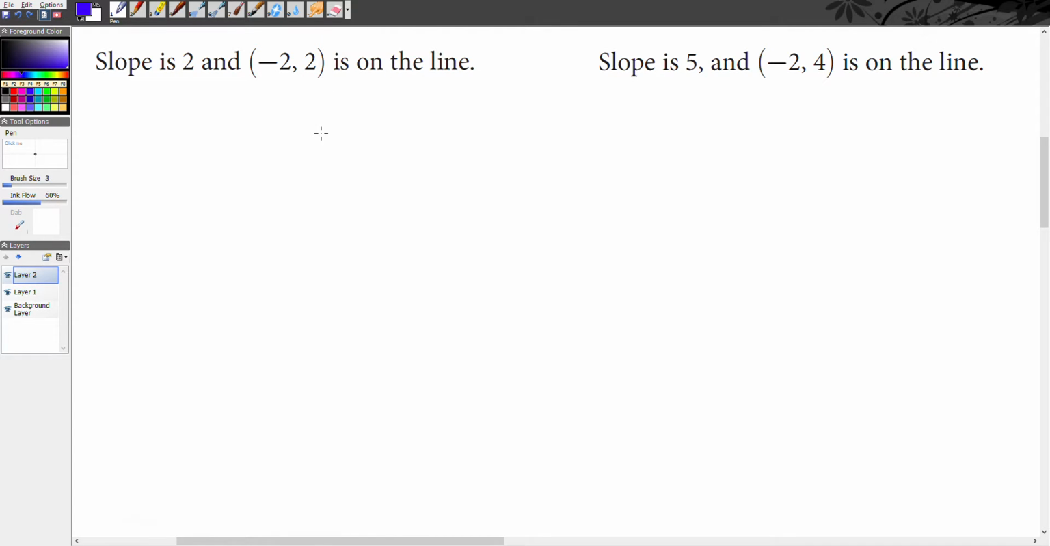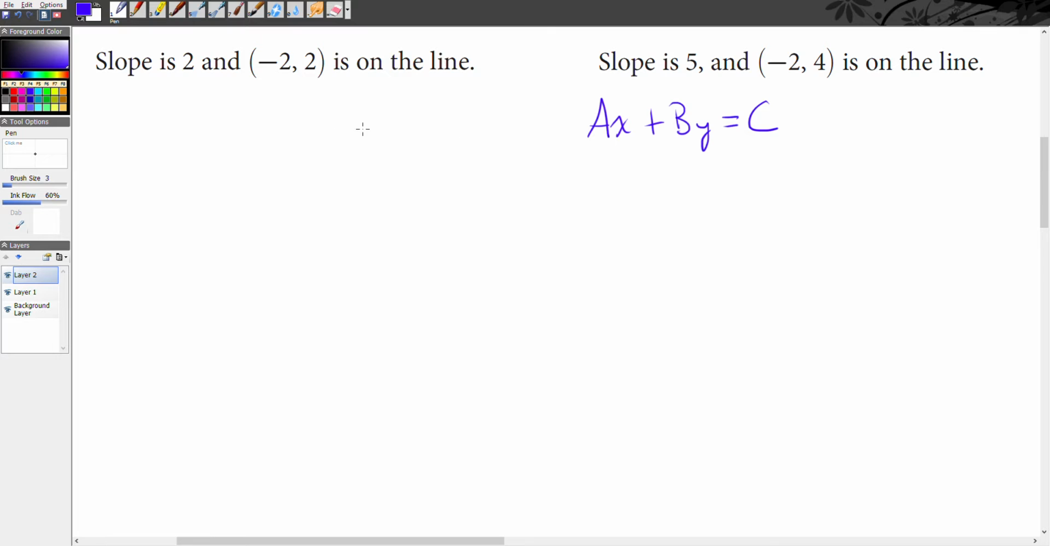All right, let's talk about writing linear equations in standard form. Remember that standard form is ax plus by equals c. And so if you look at this first example here, it says slope is 2 and (-2, 2) is a point on the line.